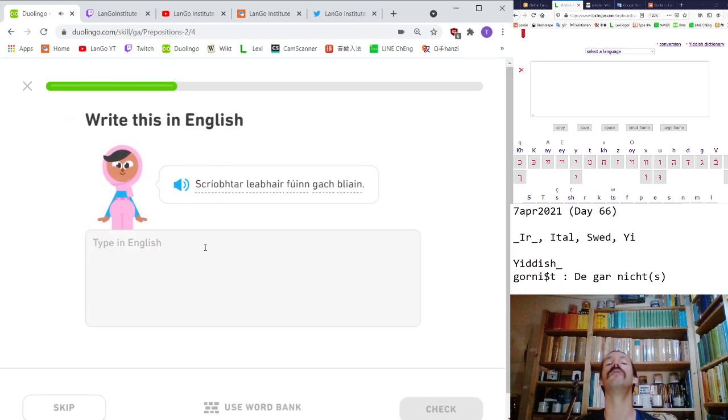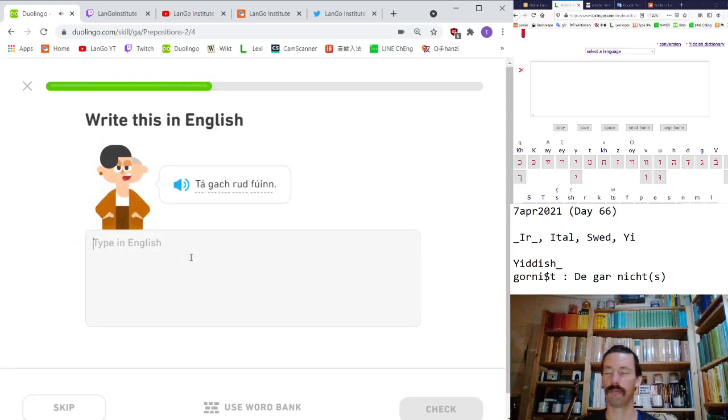Scríobhtar leabhar fúinn gach bliain. Nice. In this case, an impersonal, I would say primarily, but called a passive. Okay, we can call it a passive. We've got the subject there. Fúinn gach bliain: two little things to fill it out after the core argument is named. So, books we'll put first. Scríobhtar: are written. Fúinn, about us. Gach bliain, every year.